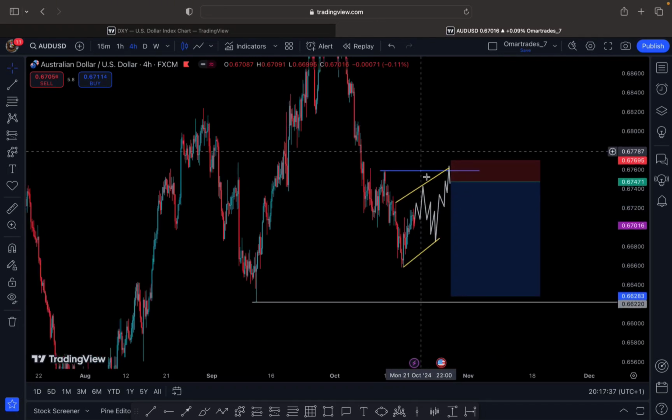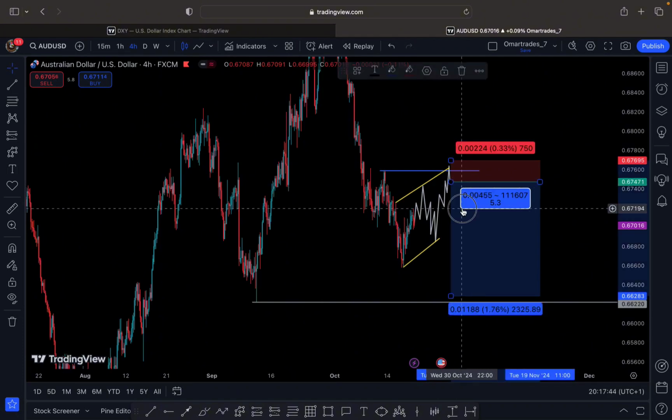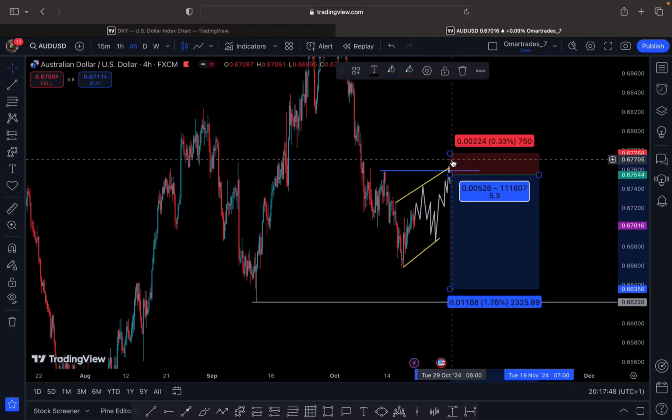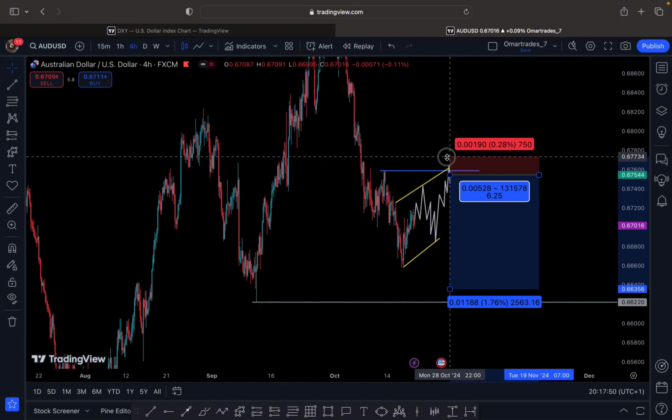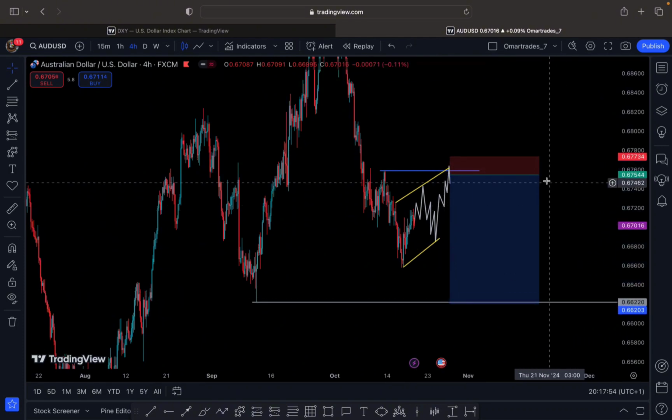So we are going to be, like I said, this is going to be a 1 hour entry, not a 4 hour, but then we can have probably around 20 pip SL around here. Let's call it 19, and then we're going to target this one, which is going to be 7%.